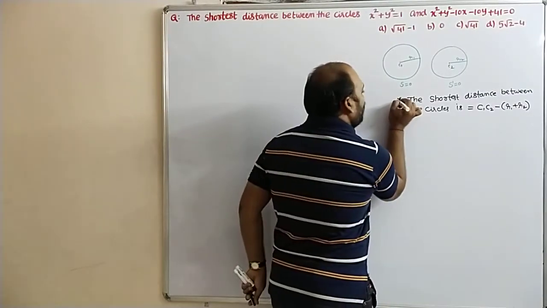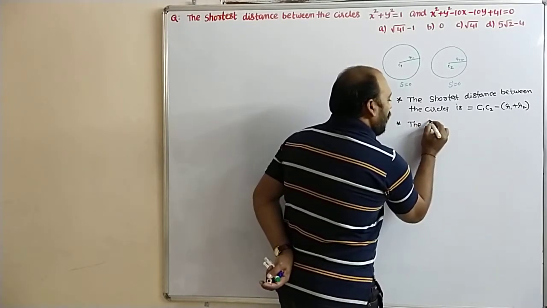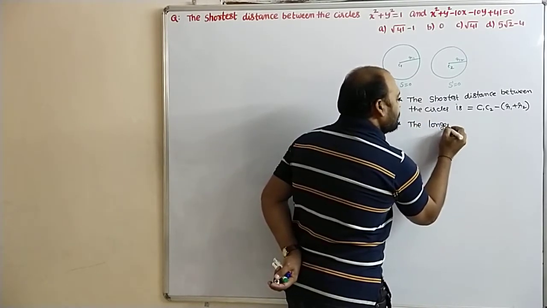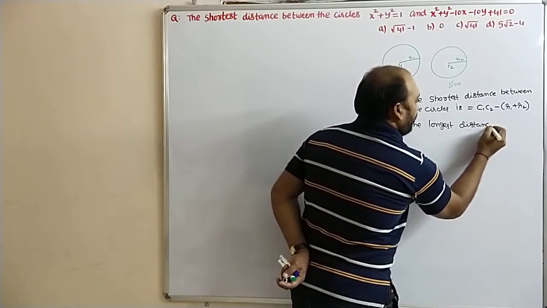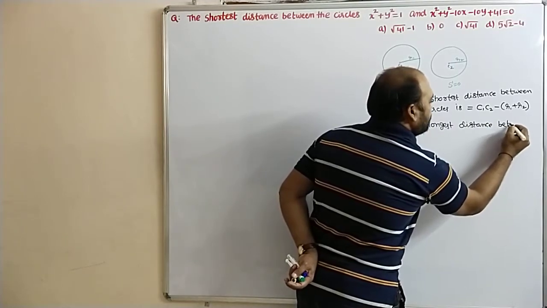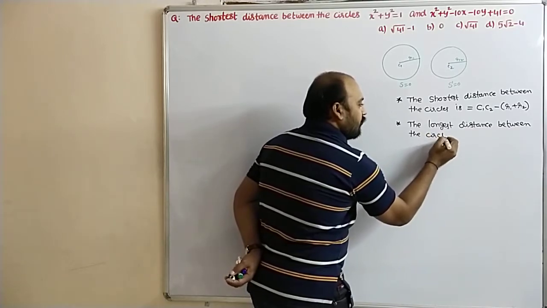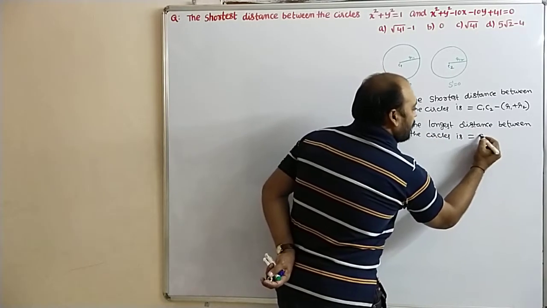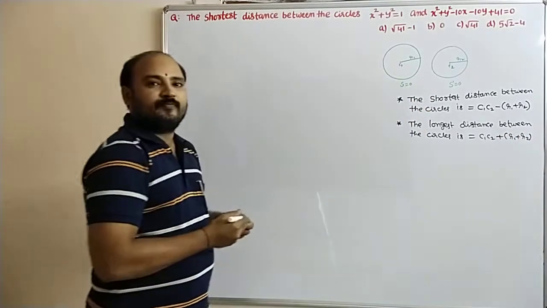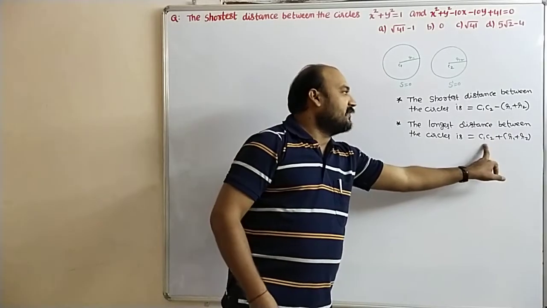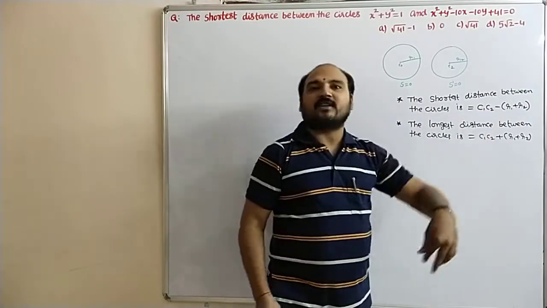Suppose the question is longest distance, they will ask. These are the shortcut formulas. The longest distance or largest distance or greatest distance between the circles is C1 C2 plus (R1 plus R2). If it is greatest or longest, C1 C2 plus (R1 plus R2). If it is shortest, C1 C2 minus (R1 plus R2).